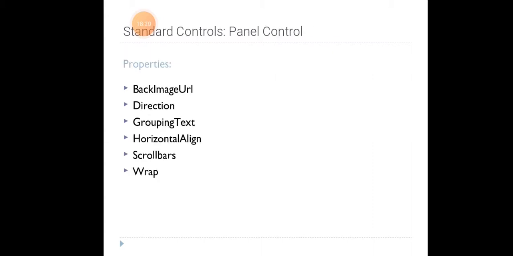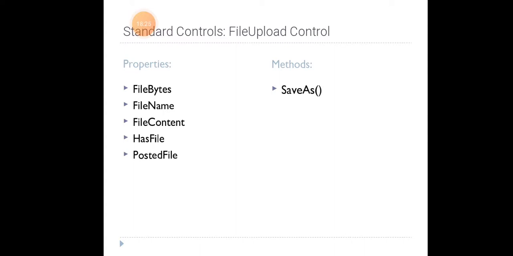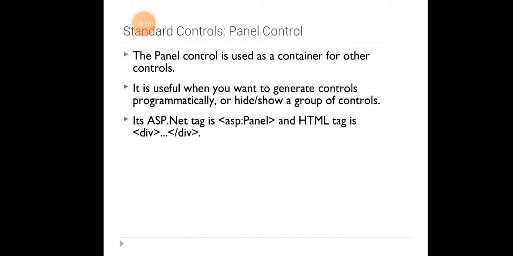Next, move on to the properties of the file upload control. What are the properties of file upload control? FileBytes, FileName, FileContent, HasFile, PostedFile. The method of file upload control is SaveAs.